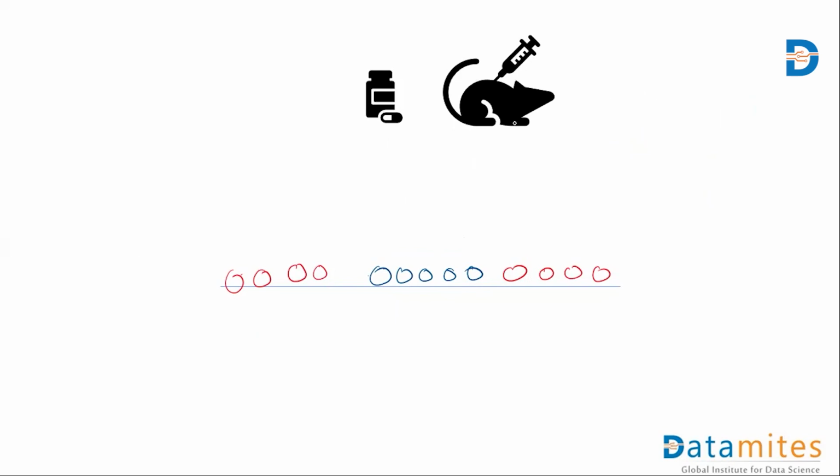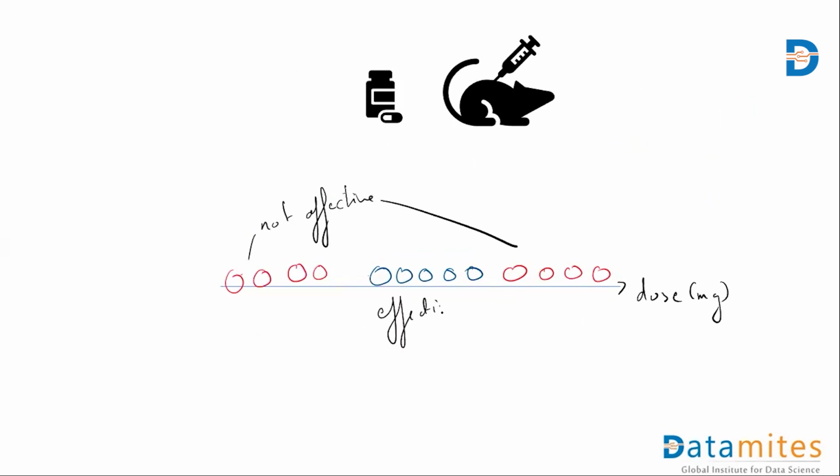And what I've observed is, if this is the dose of the medicine in milligrams, right? If I'm giving them too little medicine, it is still not effective. And if I'm giving them too much of the medicine, that still is not effective. For the medicine to be effective, it has to be in this particular range, right? So this is the range where it is effective.